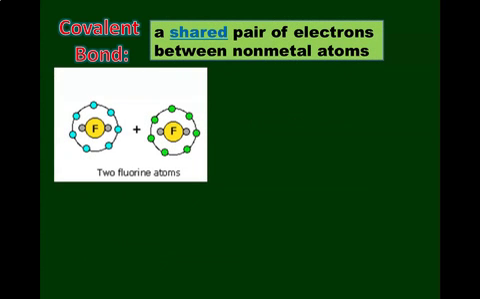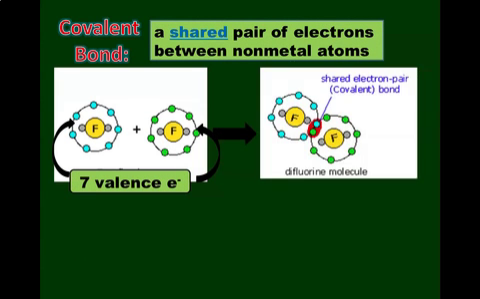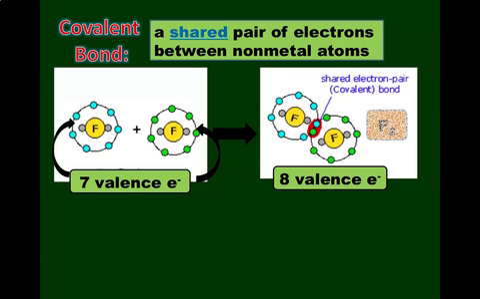For instance, two fluorine atoms. They have 7 valence electrons, and they want to have 8. So what they do is they share a pair, and that makes a covalent bond. And now they are both sharing 8 valence electrons. And we call that F2.